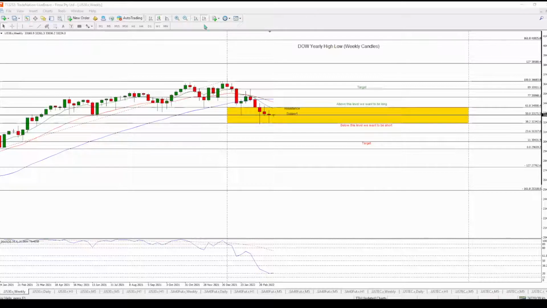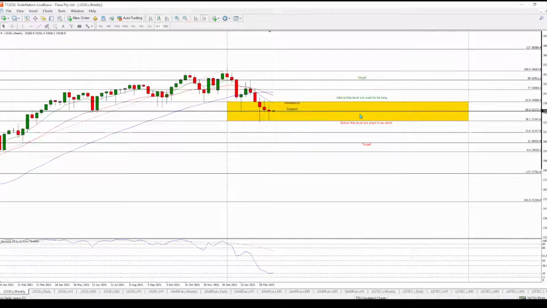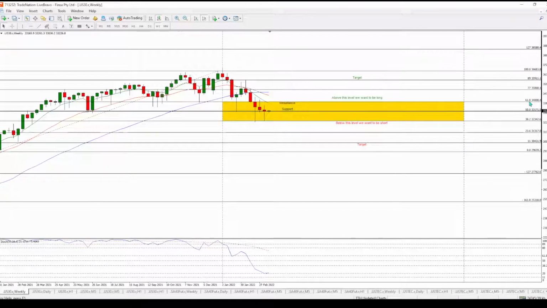Let's get straight into the setups real quick on the Dow yearly high low. This is the weekly time frame. Current level of support at 50, resistance 61.8. Remember, above 61.8, you want to be long and aim for the 89, but currently trend is down, 50 above 21 above 8, indicating that we're on a downtrend according to moving averages.